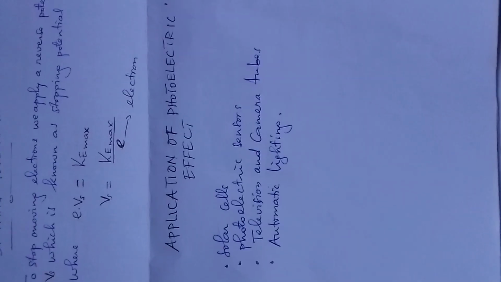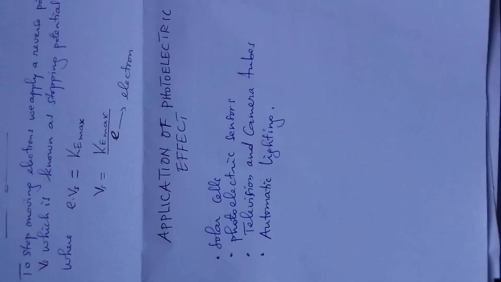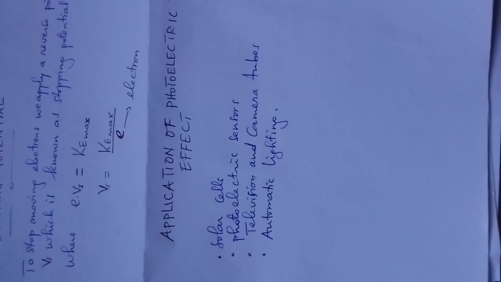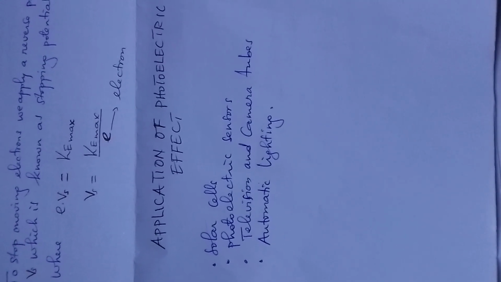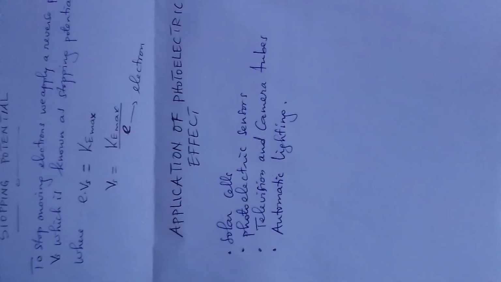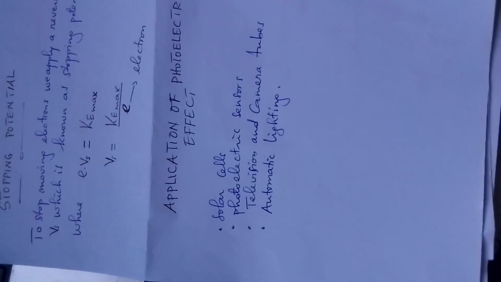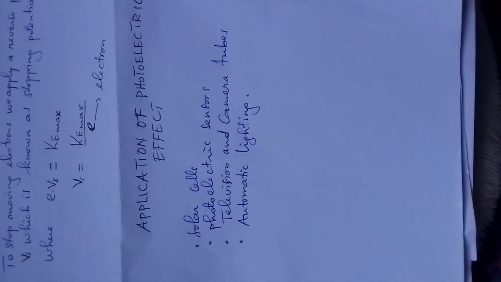And also photoelectric sensors. Photoelectric sensors work in such a way that once light is available, they can perform a certain work. And also in television and camera tubes, the photoelectric effect is used in the monitors. Once light hits a certain screen, electrons can jump, then we can see some image. In automatic lighting, the photoelectric effect is also used.